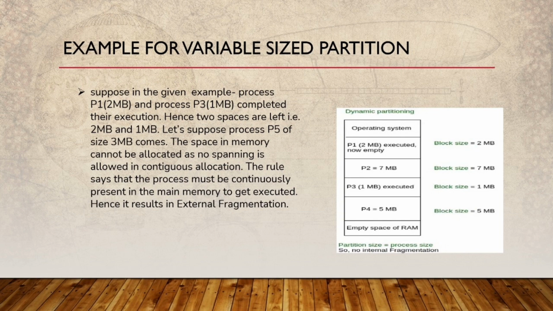That is, if process 1 and process 3 complete their execution, which are a total of 3 MB in size, and process 5 comes with the need of 3 MB memory allocation, then it is not allocated because of contiguous memory allocation. The rule says that the process must be continuously present in the main memory to get executed. Hence, it results in external fragmentation.